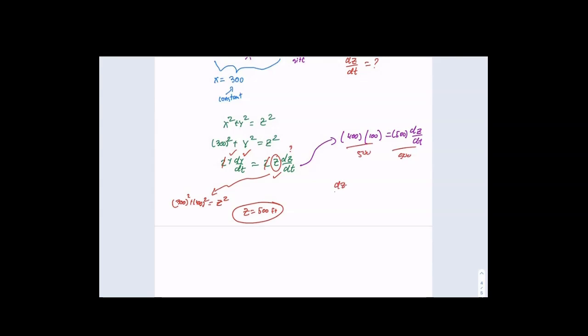And we get dz/dt is equal to 80 feet per second. And that is my answer.